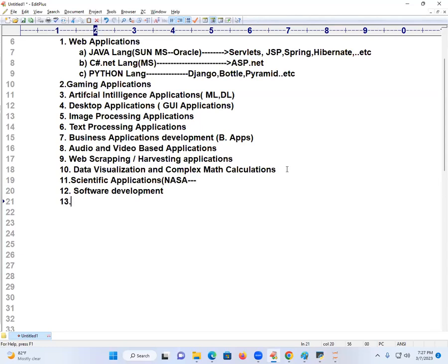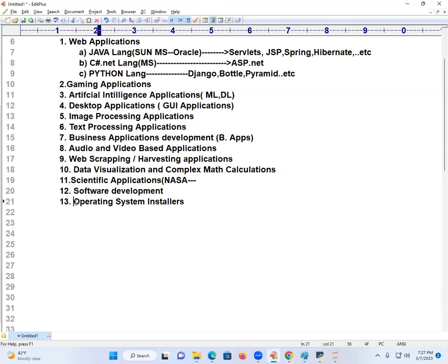Next, 13th is using operating system installers. What do you mean by that? When you download an OS and double click on it, a progress bar comes, right? When that progress bar is running, internally some software is running. That software installation code is written.